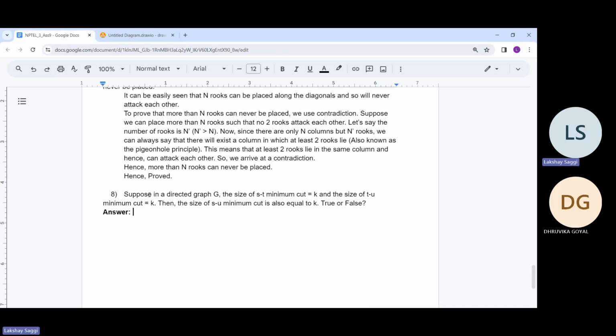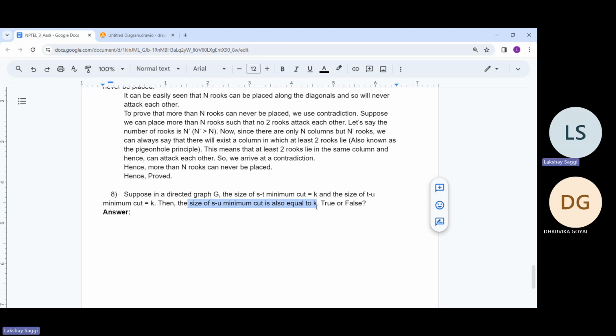So suppose we are given a directed graph G, and let's say we are given that the size of the ST minimum cut is equal to K. So if S is the source and T is the sink, then the minimum cut is of size K, and the size of the TU minimum cut is also K. So there are vertices S, T, and U. If we take S as the source and T as the sink, then the minimum cut is of size K. If we take T as the source and U as the sink, then also the minimum cut is of size K. Then the problem claims that the size of the SU minimum cut is also equal to K. Is this true or false?